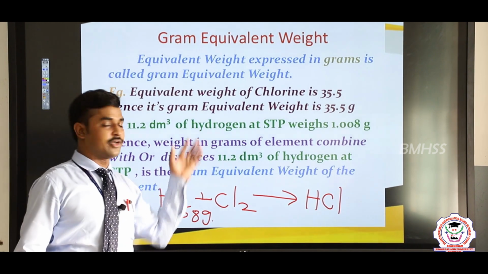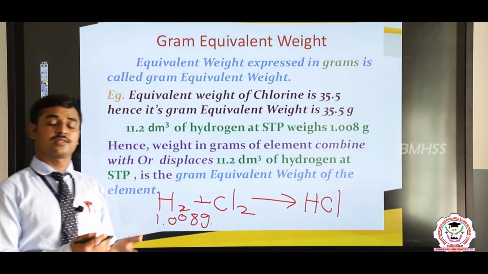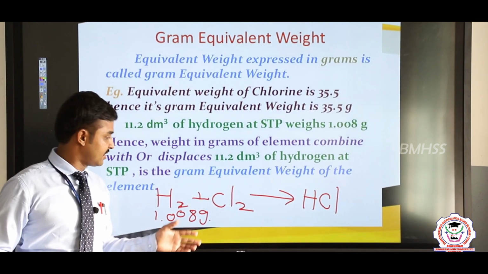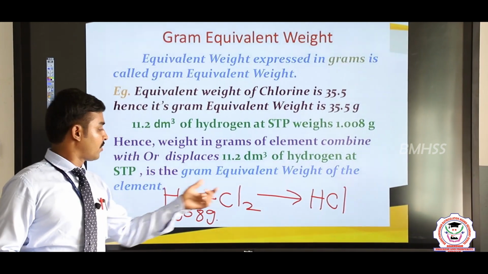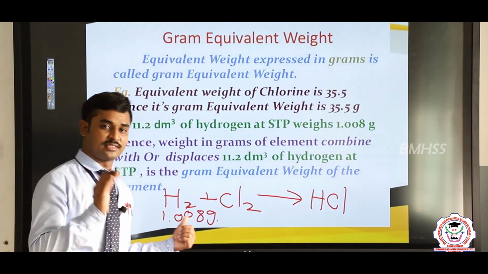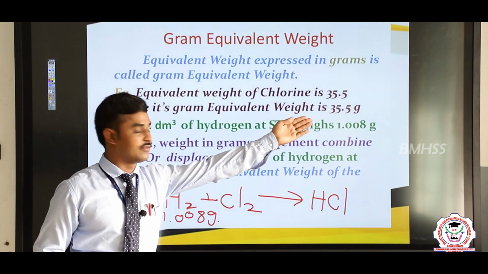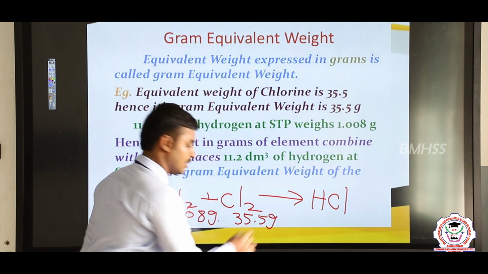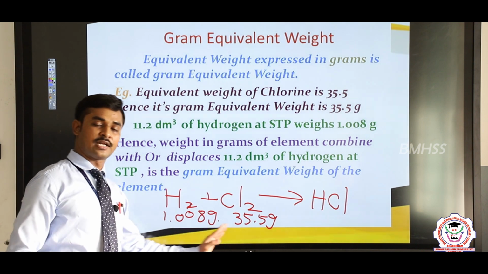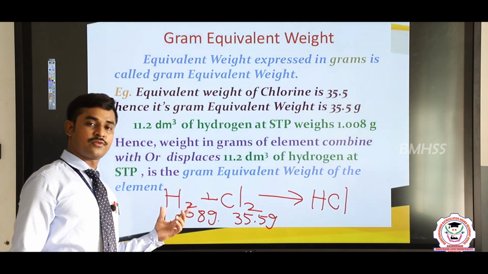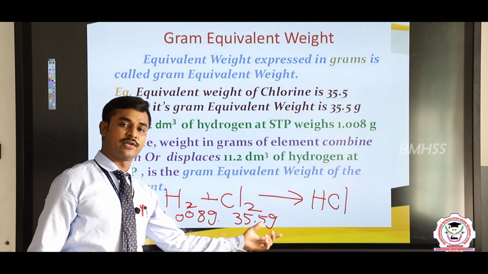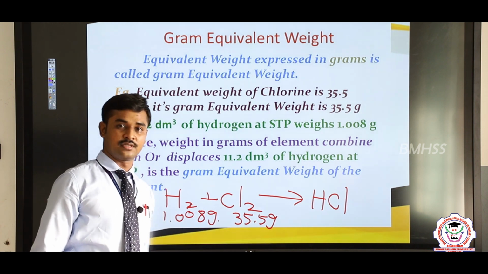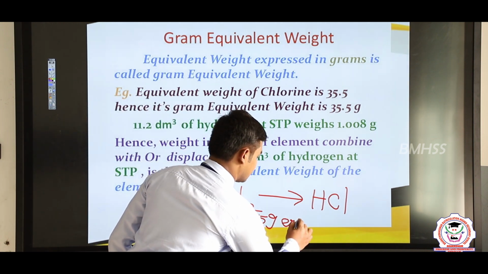Let us see, the gram equivalent mass is how much mass of an element can replace the hydrogen atom or combine with the hydrogen atom. Here the chlorine combines with the hydrogen atom. For 1 chlorine it needs 1 hydrogen. So 1 chlorine has 35.5 gram. So 35.5 gram of chlorine can combine with 1.008 gram of hydrogen. So our requirement of hydrogen can displace 35.5 gram of chlorine. So the equivalent mass of chlorine is 35.5 gram per equivalent.